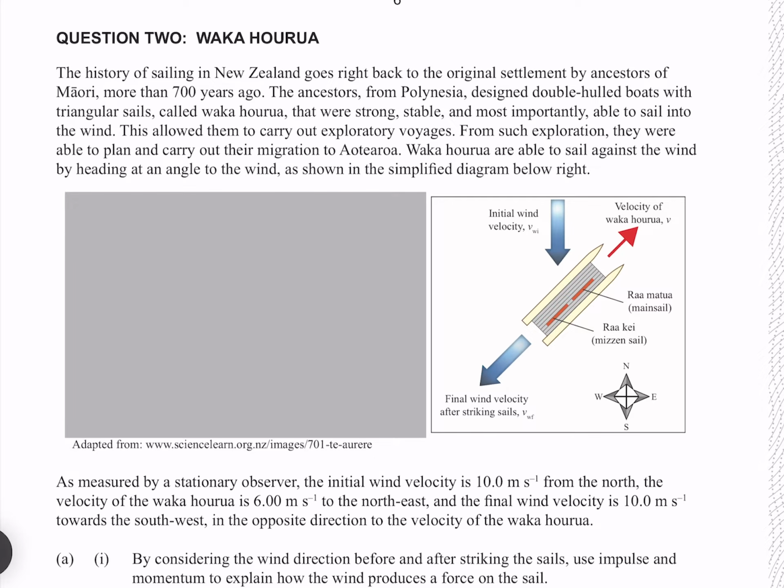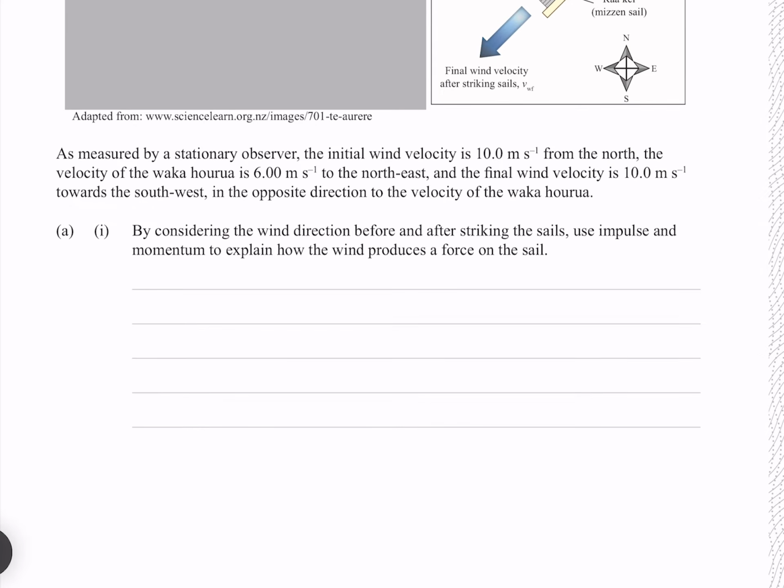Wakahaurua are able to sail against the wind by heading at an angle to the wind, as shown in the simplified diagram below right. As measured by a stationary observer, the initial wind velocity is 10 meters per second from the north, the velocity of the wakahaurua is 6 meters per second to the northeast, and the final wind velocity is 10 meters per second towards the southwest, in the opposite direction to the velocity of the wakahaurua. By considering the wind direction before and after striking the sails, use impulse and momentum to explain how the wind produces a force on the sail.